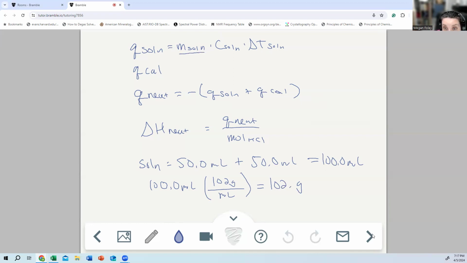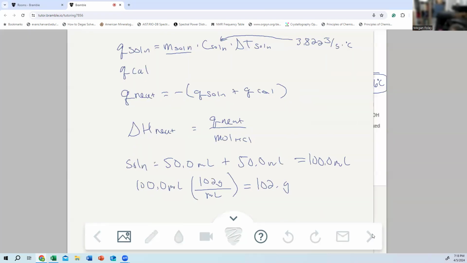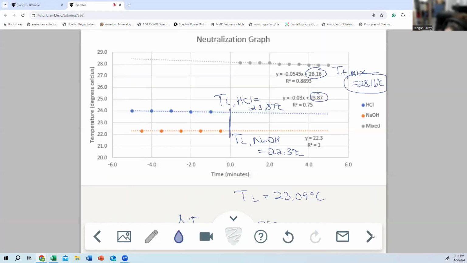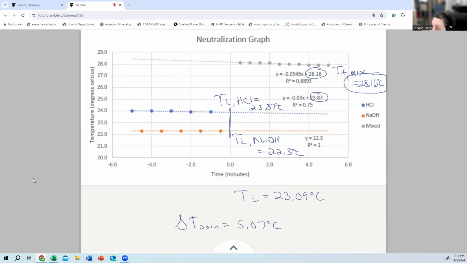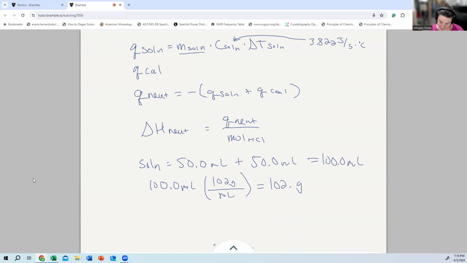Our specific heat of our solution is going to be 3.822 joules per gram times degrees Celsius. And our delta T is what we just solved over here, the 5.07 degrees Celsius. So if we take our 5.07 degrees Celsius times the 102 grams and then times 3.822, we should get a Q of solution equal to 1976.5 joules.